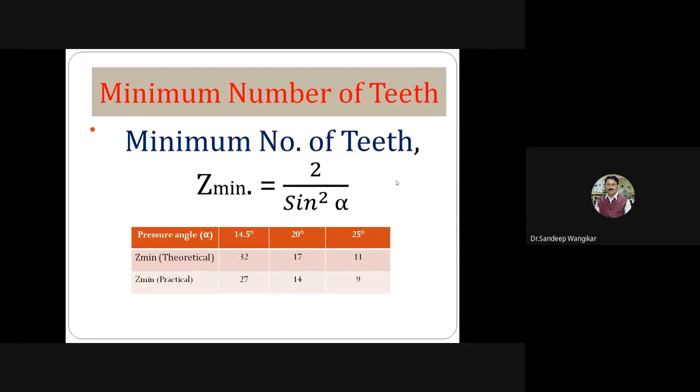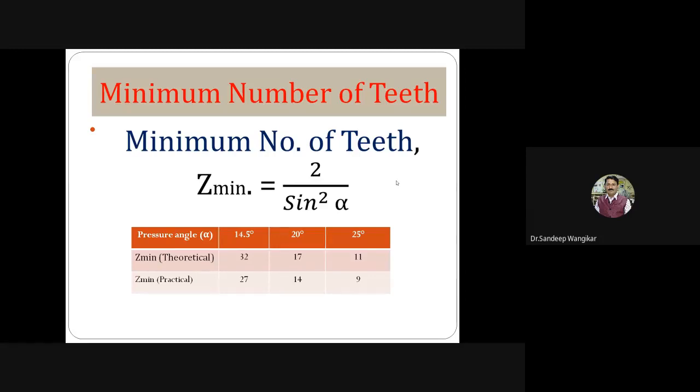So Z minimum is equal to 2 divided by sine square alpha. This is the theoretical formula. Z minimum is the minimum number of teeth which should be present on the pinion to avoid interference and undercutting. And alpha is the pressure angle. So it depends upon the pressure angle.